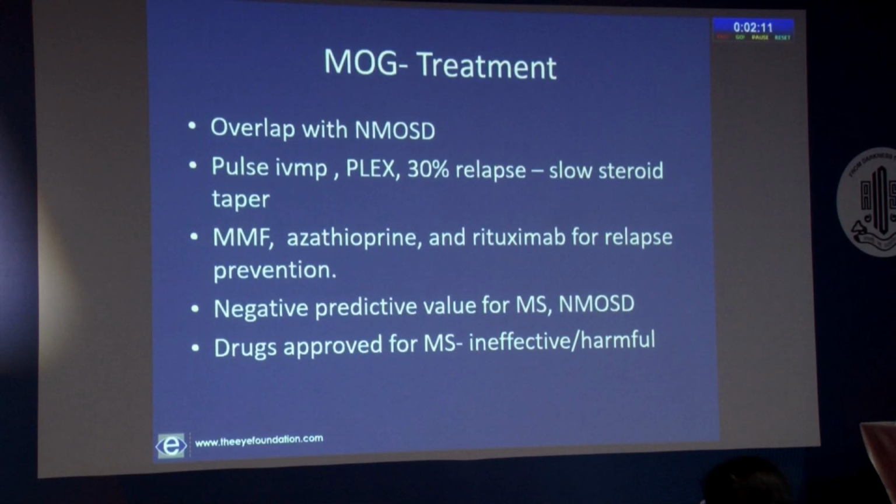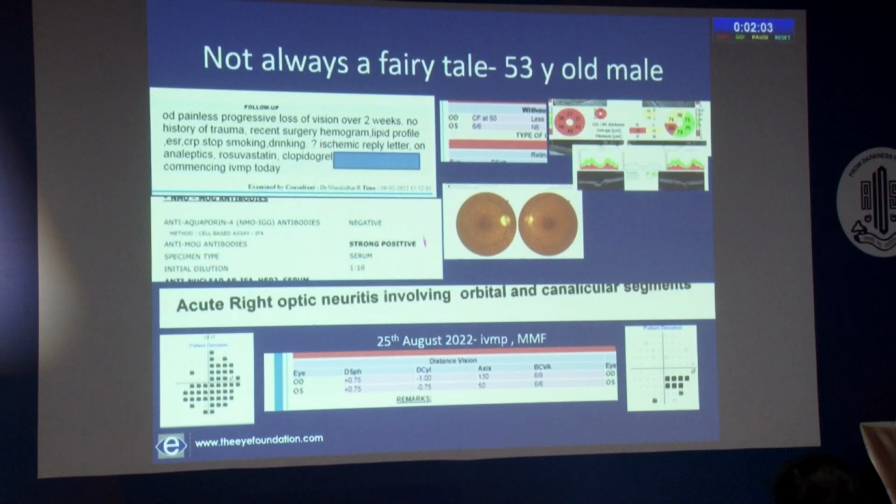So the treatment has considerable overlap with NMOSD. Here again we coordinate with the neurologist if it becomes steroid resistant. This patient was referred to me by the neurologist. Considering the disc pallor, severity of involvement, the age and severe ganglion cell loss in this eye, and acute right optic neuritis involving the orbital and canalicular segment, I thought it was possibly an NMOSD, but it turned out to be MOG positive.